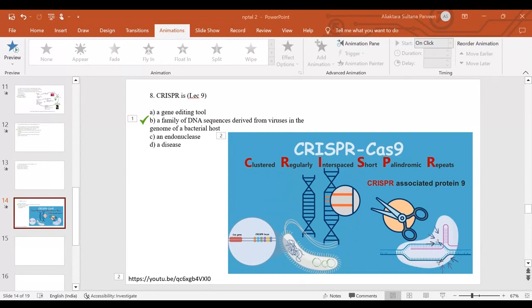Okay, so CRISPR, we also talk about it as a gene editing tool, but it's a family of DNA sequences that is basically derived from viruses that bacteria initially use. It's a natural system for bacteria, which is being used for scientific purposes nowadays. Okay, is it clear?